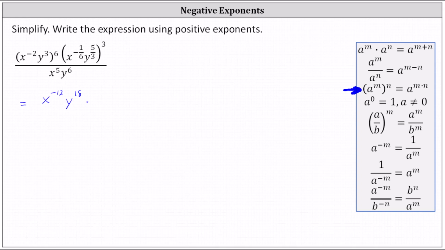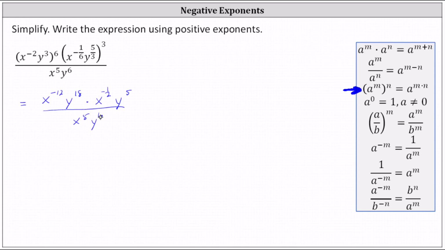Again, we multiply the exponents. -1/6 times 3 is -1/2, giving us x to the power of -1/2. And then y to the power of 5/3 times 3, 5/3 times 3 is 5, giving us y to the 5th. And all this is divided by x to the 5th, y to the 6th.